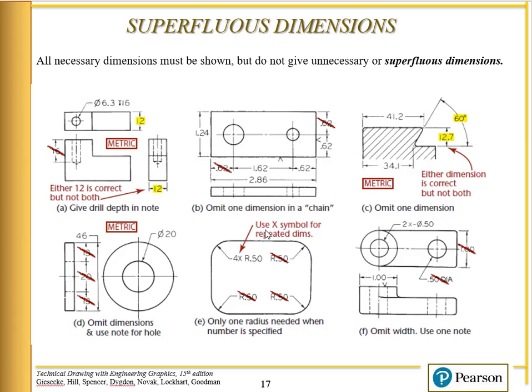Look at this, you can use it for repeated dimensions. In this particular case, we have a radius of a 1/2 inch, and we have 4 of them. So we put 4x, where the x means by. So 4x means 4 times. And in this case, we have a 2x 1/2 inch radius. And in this one, we put a 1/2 inch radius there.